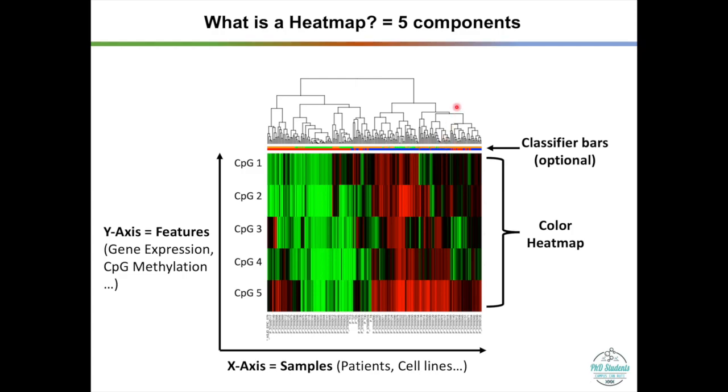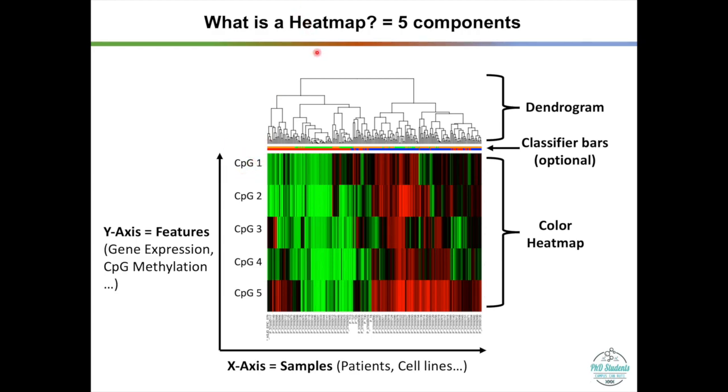And finally, we have the fifth component, and one of the most important of the heat map, the dendrogram here. This is called a cluster dendrogram, and it shows us how the patients or the cell lines cluster in function of each CpG. So, the patients or cell lines will cluster in different groups depending on their methylation state or depending on the gene expression for each type of gene or for each type of CpG.